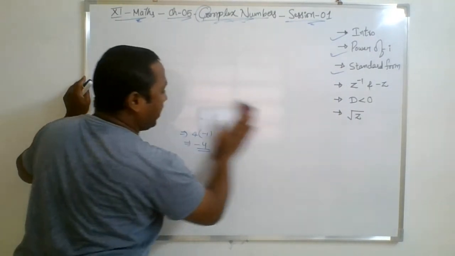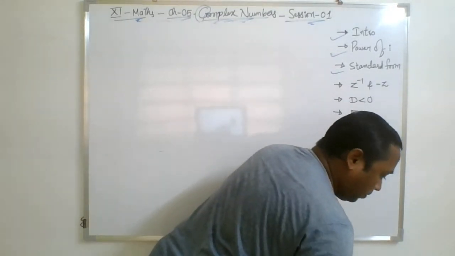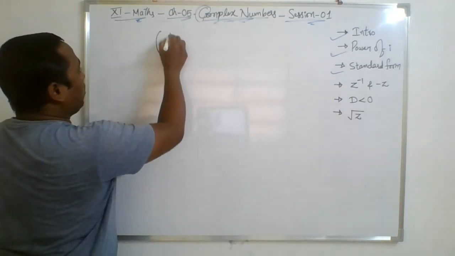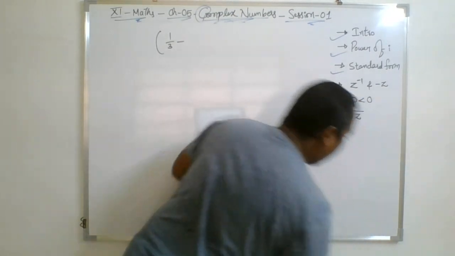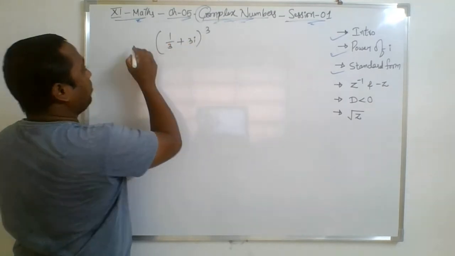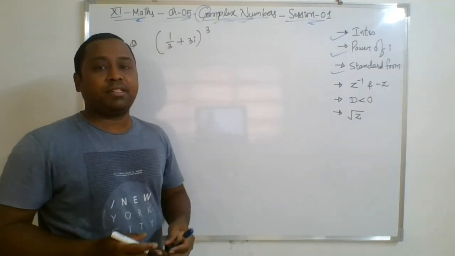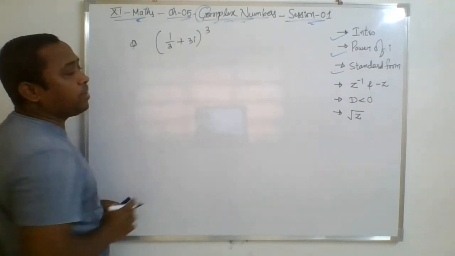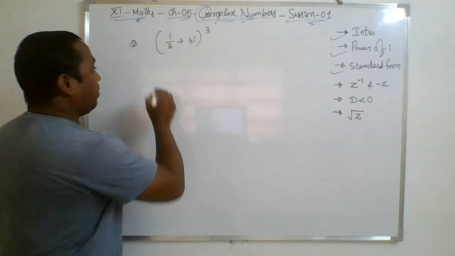Just to gain your confidence in the chapter. The question is (1/3 + 3i) the whole cube. We just need to express it in the standard form, that is a + ib form. Now it is directly in the form of (a + b) whole cube. I will simply use the identity of (a + b) whole cube.